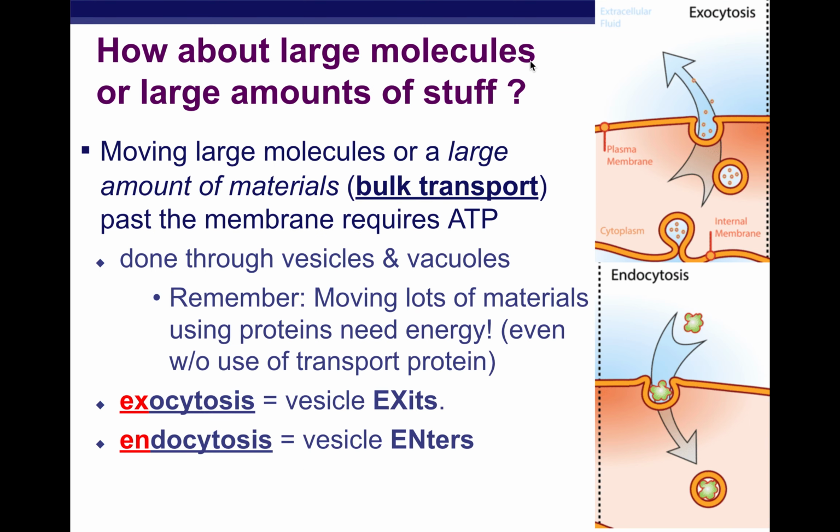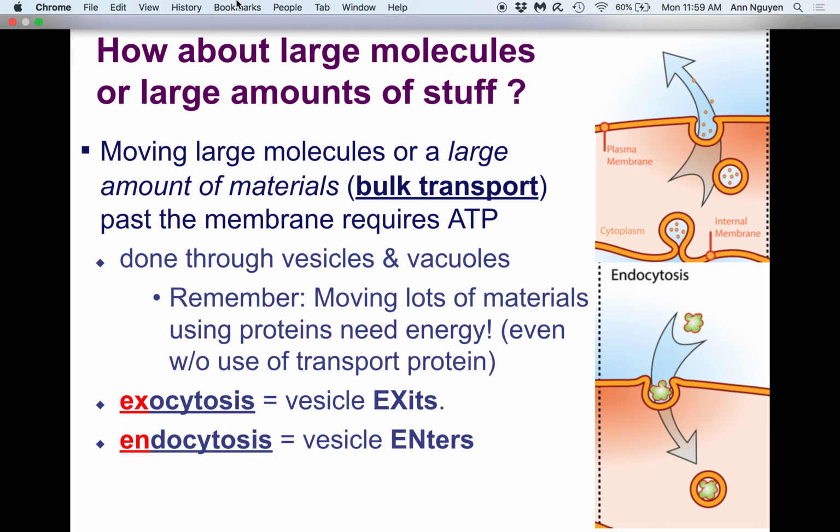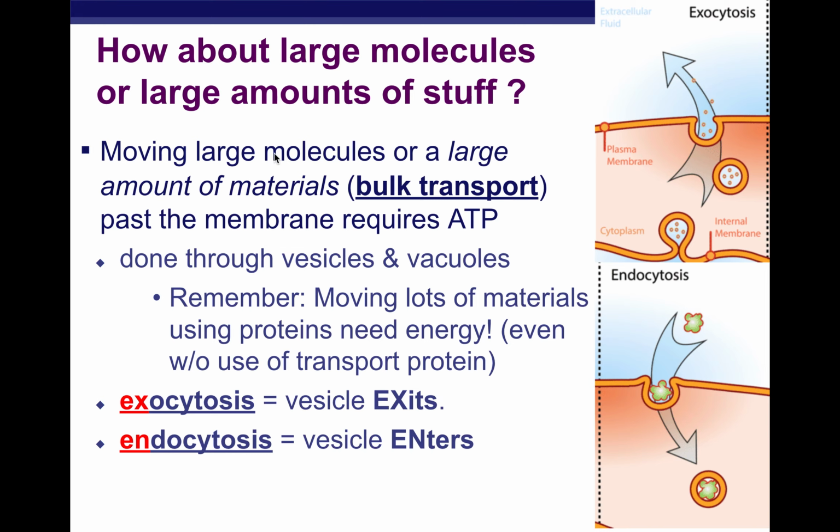Okay, now let's talk about large scale movement where you're not simply using an active transport protein, but instead you're manipulating your membrane. So if you want to move a large molecule or large amounts of a molecule, you're going to be using a vesicle or vacuole, and you're going to essentially wrap your membrane around any material you're trying to take in, or send vesicles to your membrane and then have that vesicle fuse and dump the contents of it outside the cell.